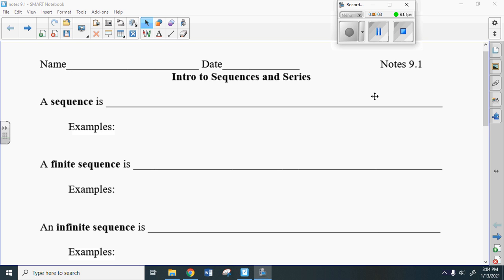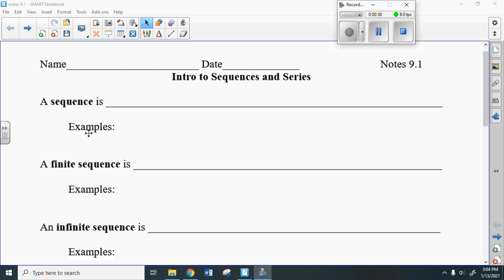In today's video, we are going to look at notes 9.1, and this is going to be an intro to sequences and series. So it's a lot of background knowledge that you're going to need for the rest of this unit, a couple of definitions. When I give the notes in class, more than likely you will not see this notes page. But just to make the video go quicker, I thought it would be useful. So we're going to get started.